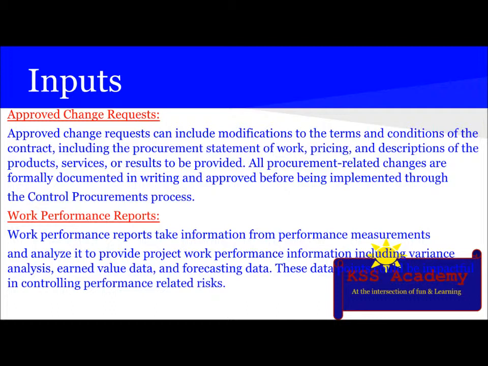Next is WPR, which is work performance reports. Take information from performance measurement and analyze it to provide project work performance information, including variance analysis, earned value data, and forecasting data. These data points could be impactful in controlling performance related risks.